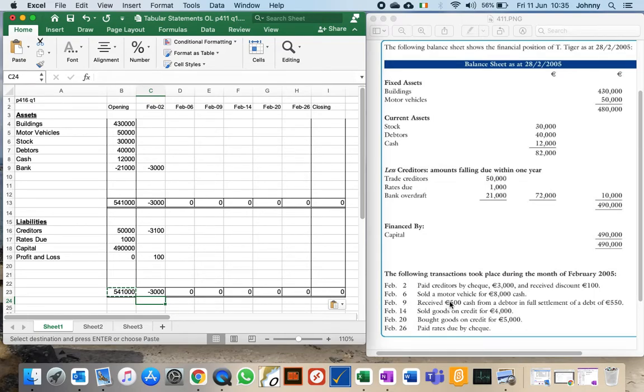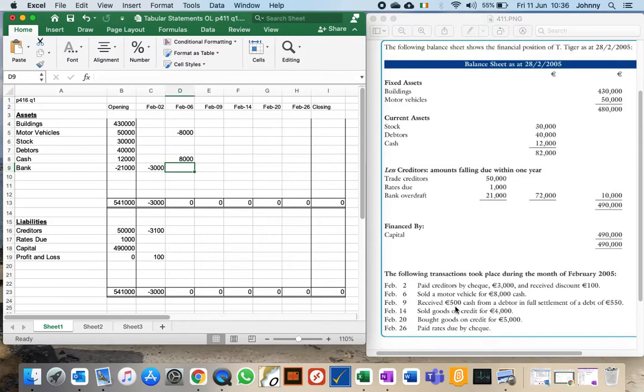The next one, I sold a motor vehicle for 8,000 cash. There's no mention of depreciation here, so I'm presuming that the motor vehicle originally was worth 8,000. So I'm going to take away 8,000 from motor vehicles, and I got some cash of 8,000. So that's a plus in cash. So I have no change to my assets or to my liabilities. So the net effect on the assets and liabilities is both 0, so that means my balance sheet will still balance.